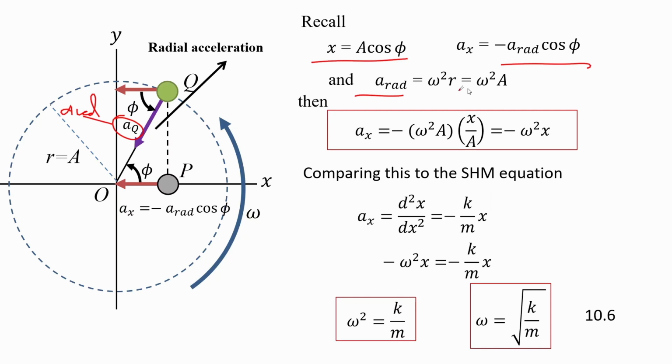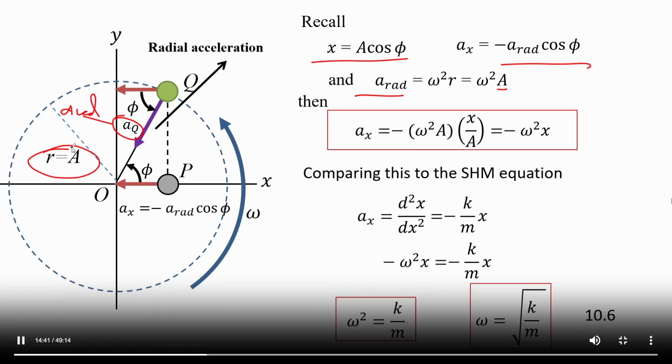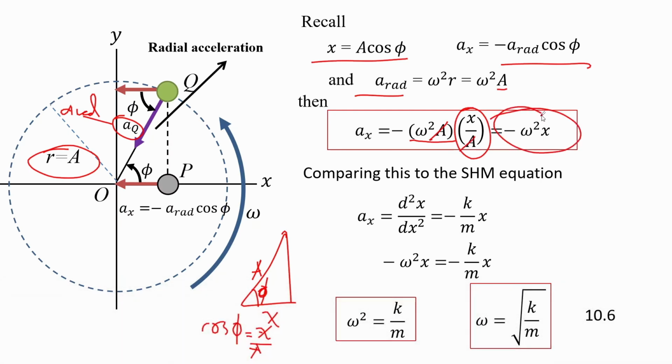Now at maximum, r is the amplitude a, the rate. Okay. So then ax, substituting, is equal to omega squared a, and what is cosine phi? Cosine phi in terms of the length, if you remember, phi there, this is x and this is a. Cosine phi is equal to the adjacent, x over a. And the a's here cancel out, and you are left with this one. Ax is equal to negative omega squared x.